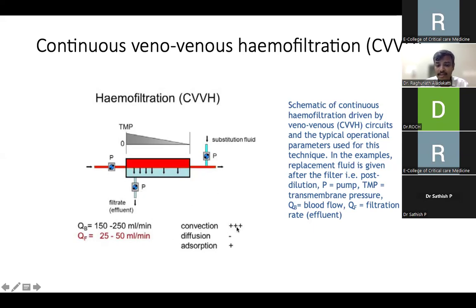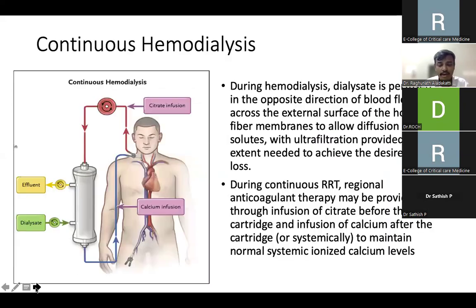What is happening here? Only convection is happening, because in hemofiltration diffusion is not there. Minimal adsorption is also happening. This is how it happens here. Now continuous hemodialysis: what is happening here is the same circuit. Dialysate is perfused in the opposite direction across the external surface of the hollow fiber membrane to allow diffusion of solutes, with ultrafiltration provided to the extent needed to achieve the discharge fluid. That means the effluent consists of dialysate and the electrolyte solution also.